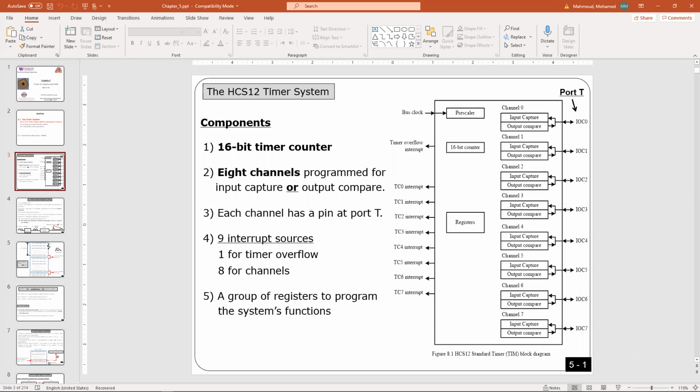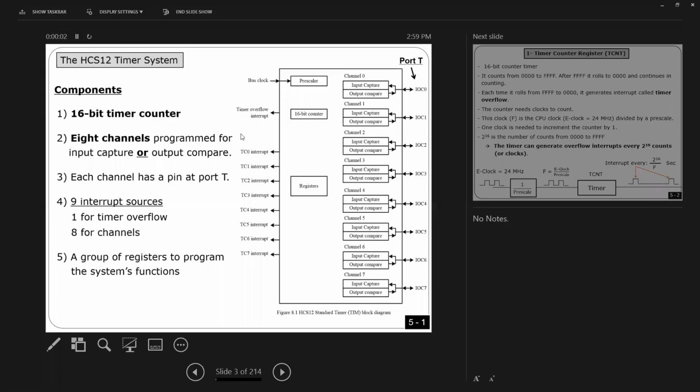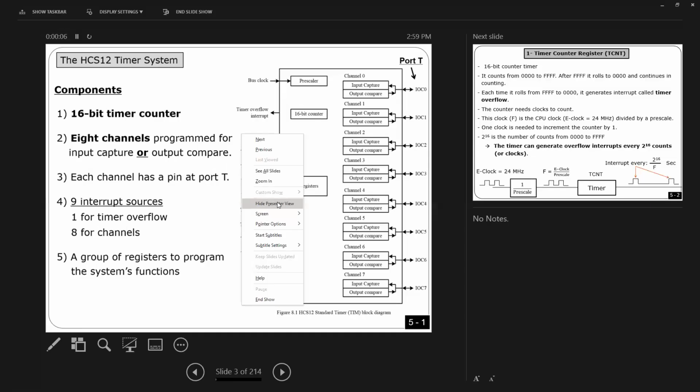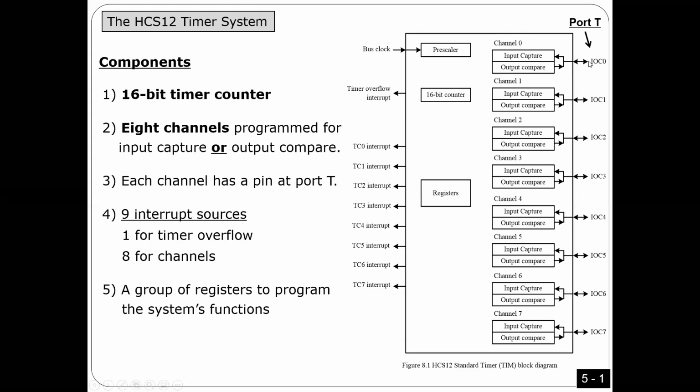As you see here in this picture, guys, as I told you last time, we have 8 channels, right? Every channel has one pin on port T, right? And also every channel can do one of two functionalities. It can do input capture or output compare. You can select one of them, right? Also, every channel can trigger interrupts. That's why we have 8 interrupts here, right?